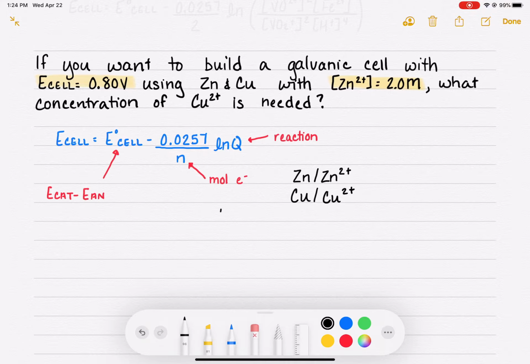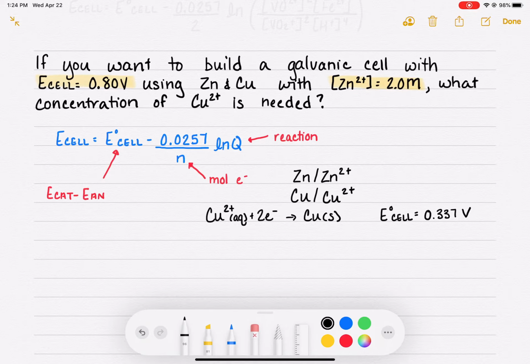And that one said copper 2+ plus 2 electrons makes copper. And you know, I really need to be including the states in this because the states are going to matter since we're writing a Q. Got to stop leaving those off. And the standard voltage for that was 0.337, I believe. We'll double check when we go back to it.